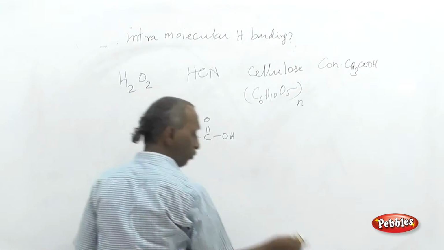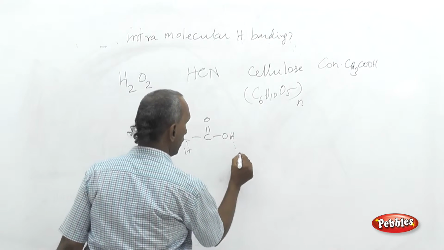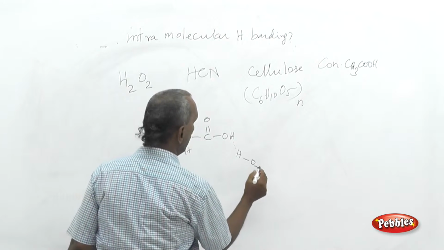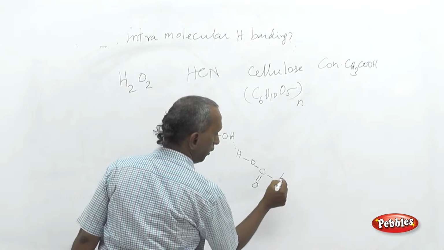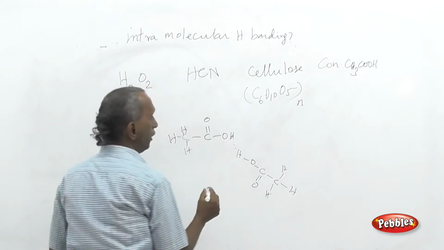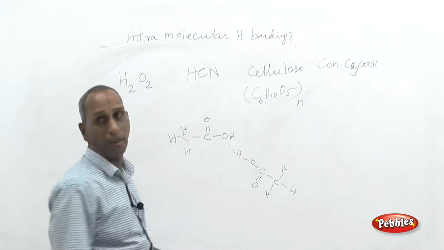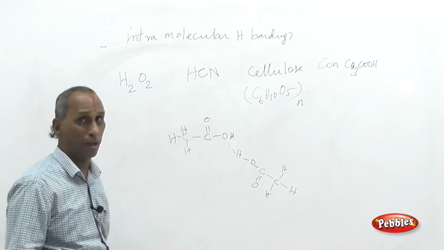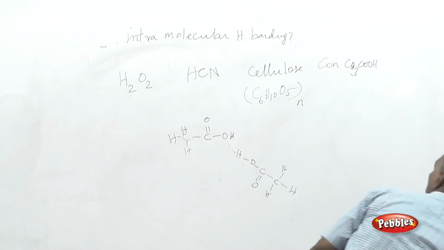CH3COOH. The hydroxyl hydrogen only will be involved in bonding, in this fashion with COCH3. Once again, it will be between oxygen and hydrogen. Here also there is intermolecular hydrogen bonding between two molecules. Everywhere it is between two molecules.